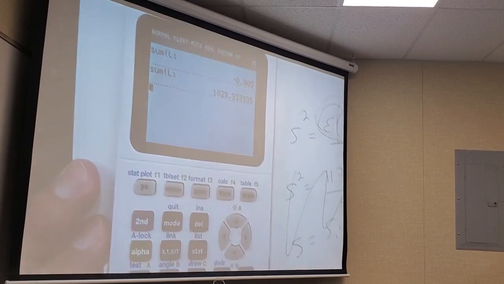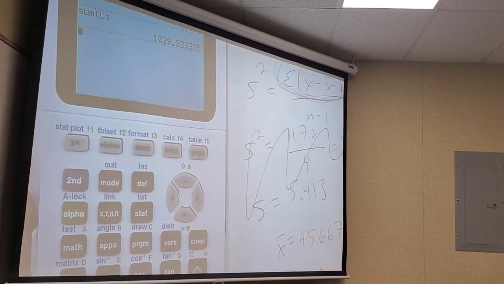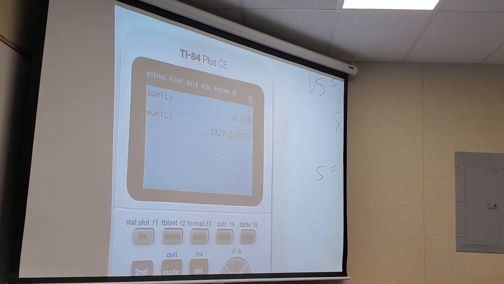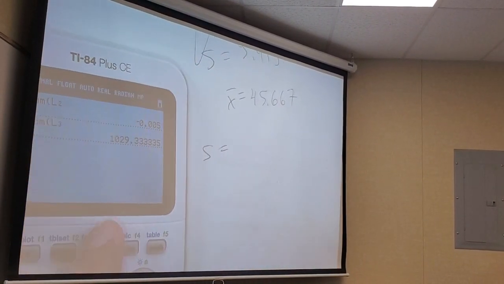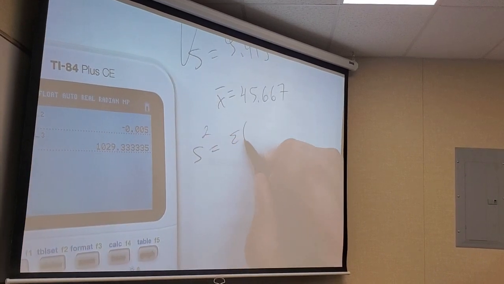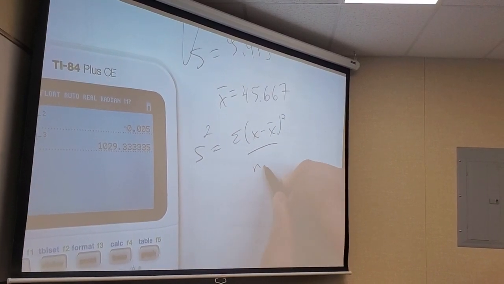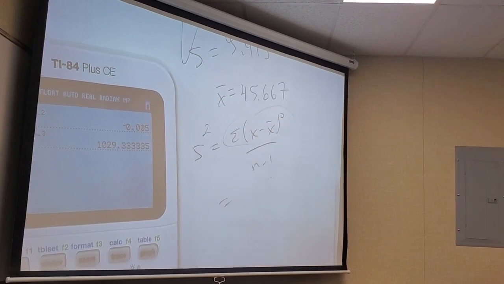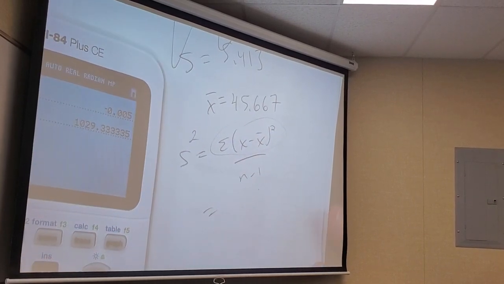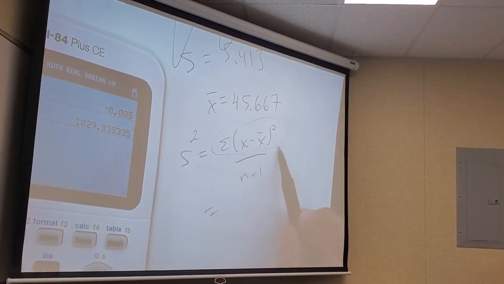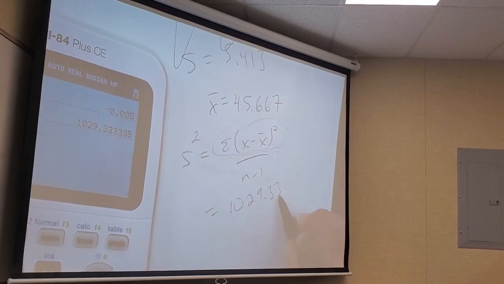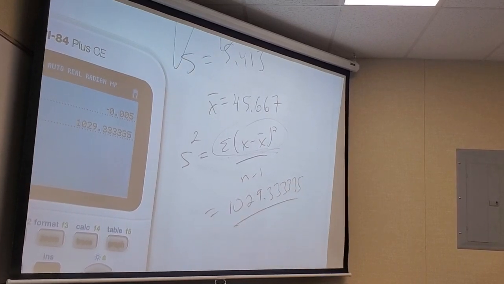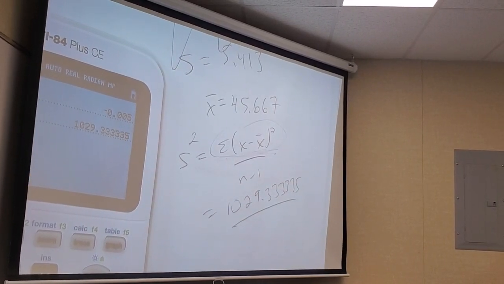So now we take s squared equals the sum of x minus x bar squared over n minus 1. So what am I going to put here? This whole thing is 1029.3333 divided by 14. I love it because there were 15 data points.